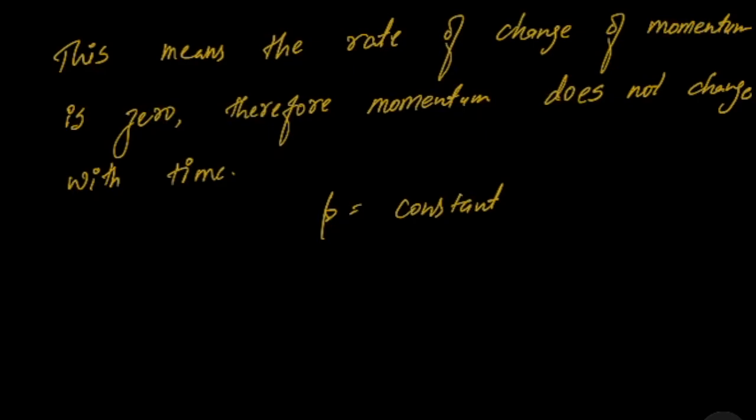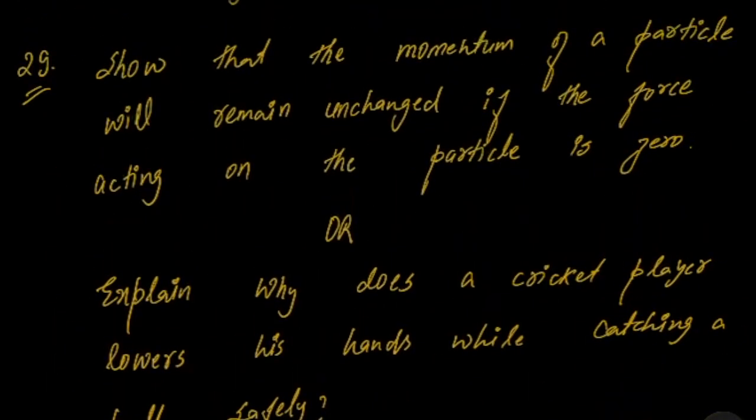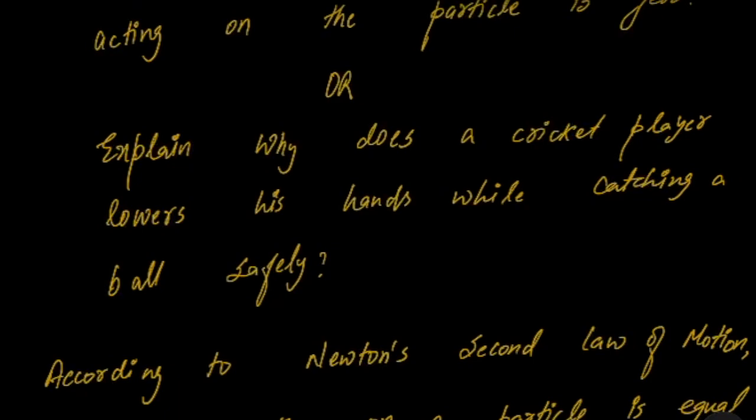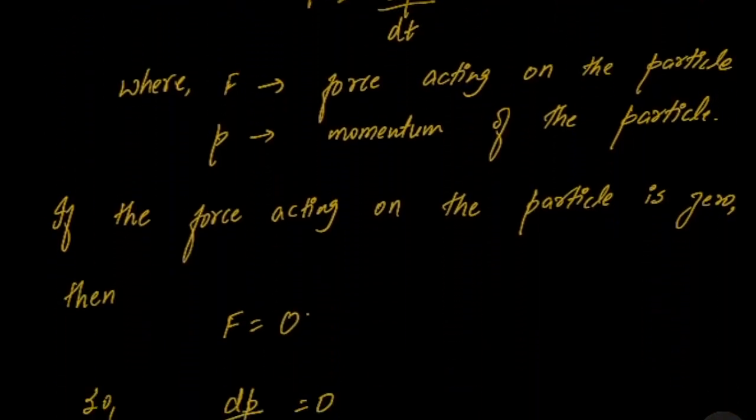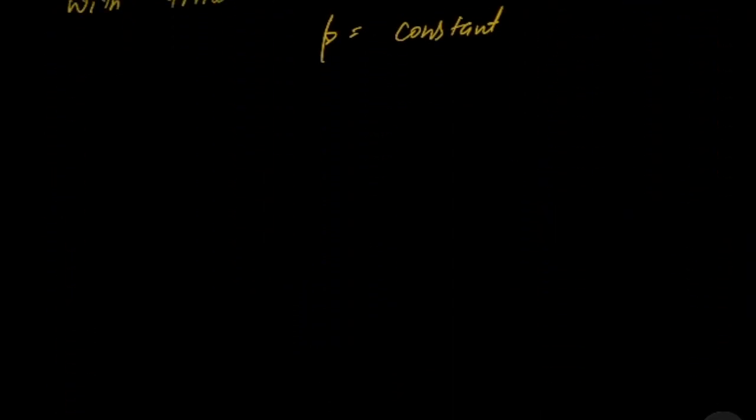Now the second question was: explain why a cricket player lowers his hands while catching a ball safely. So why does this happen? When a player catches a fast moving ball, its momentum must be reduced to 0. To decrease the momentum, the person will take his hand a little bit behind.